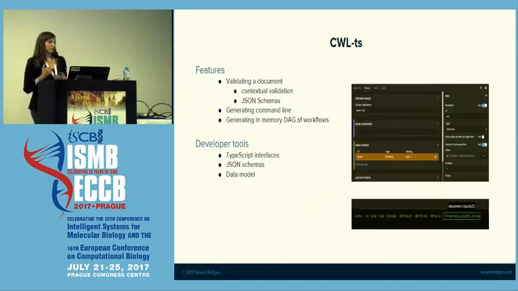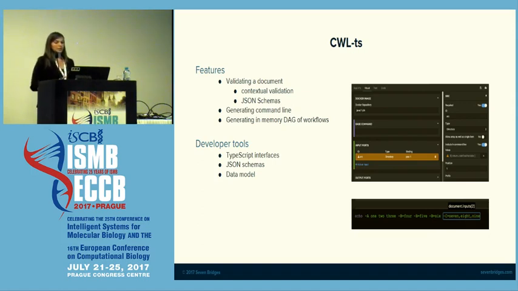Some of the features that Ivan has already described are, for example, validating the document. This can be twofold. So we have schema validation. We expose JSON schemas for just a first pass through the document. And contextual validation, so things like, is your expression valid? Does it maybe have syntax errors? Do you have duplicate IDs and things like that?